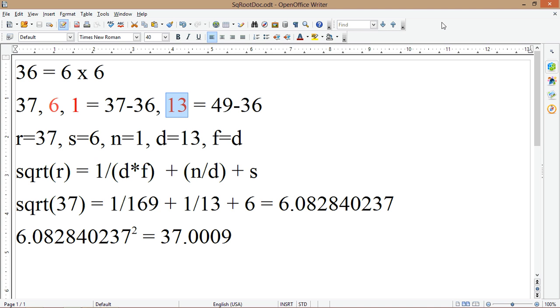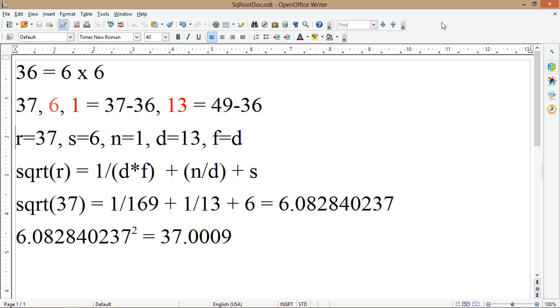Now, where did I get 13? Well, the perfect square above 37 is 49. Remember, 6 times 6 equals 36, and 7 times 7 equals 49. So we simply take 49 and subtract 36, and that's how we get 13.